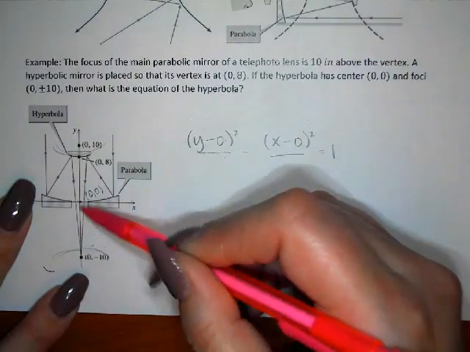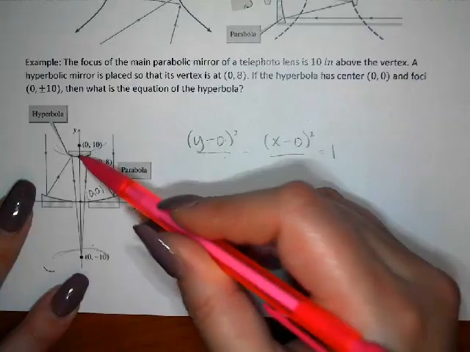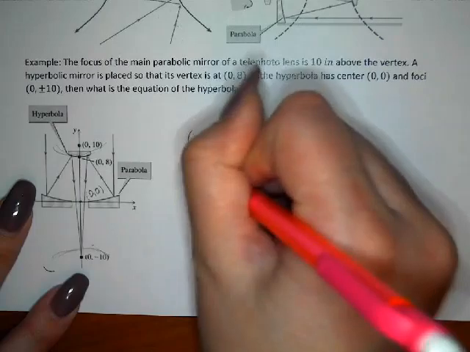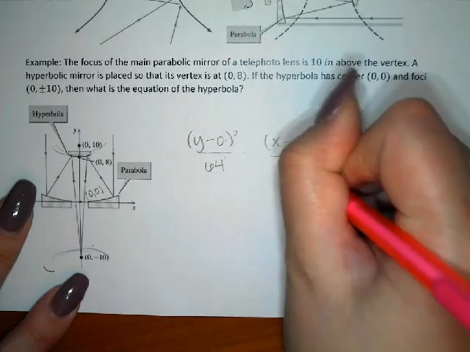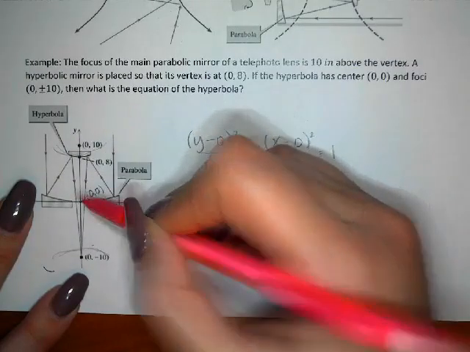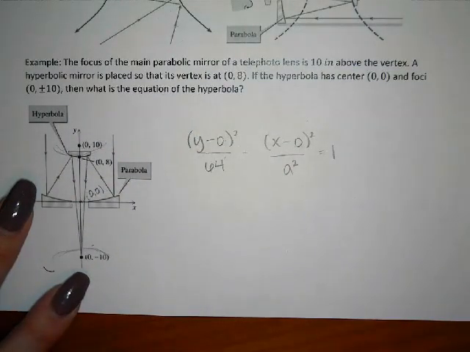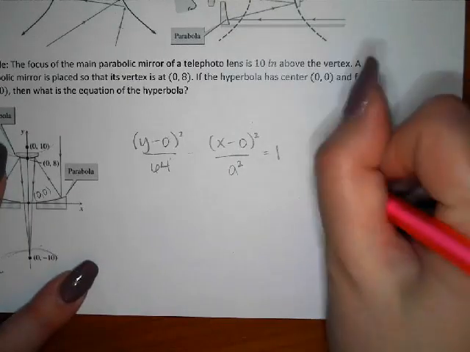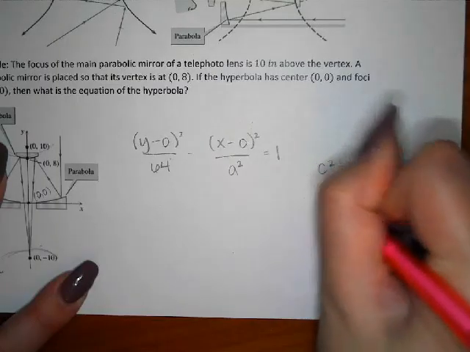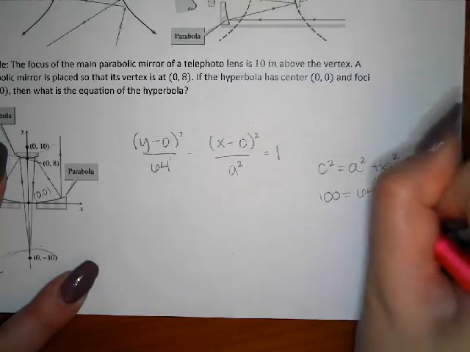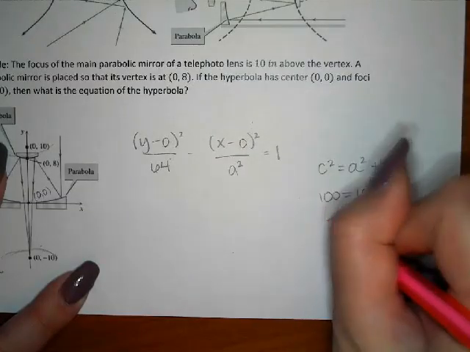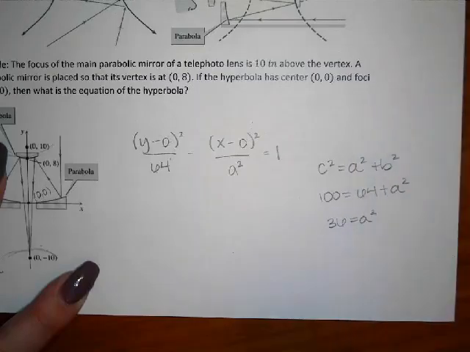And then we know that from the center, the actual vertex right here is 8 spaces away from the center. So 8 squared is 64. And I'll call that a squared. And then I know that the c value is 10, a length of 10 from the center. So I know that c squared is 10 squared, or c squared is 100. So c squared is a squared plus b squared. 100 is 64 plus b squared. And so I can go ahead and subtract the 64, and I get that b squared is 36.